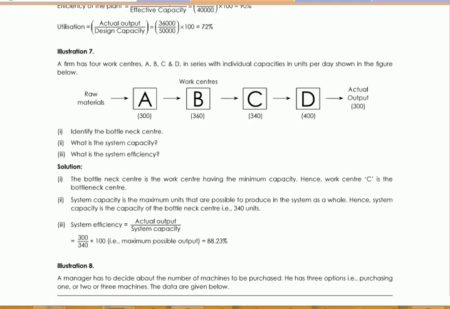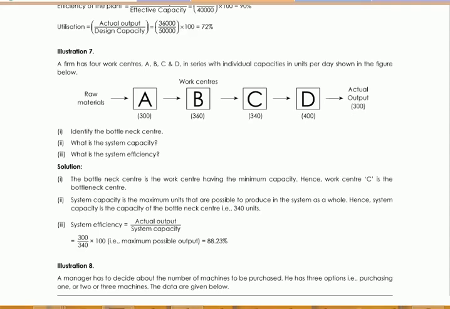Now, as I have told you, this is nothing but the bottleneck center. Now, as the answer to the first part is different, the system capacity is also the same as the bottleneck, which will be 300 units.